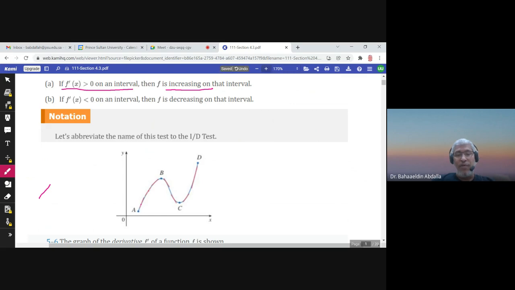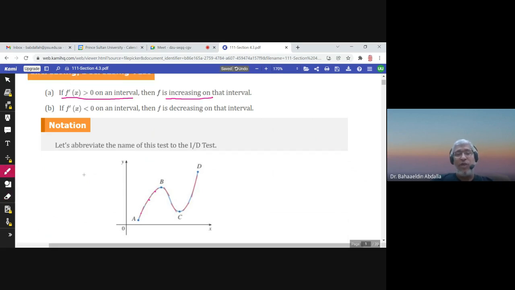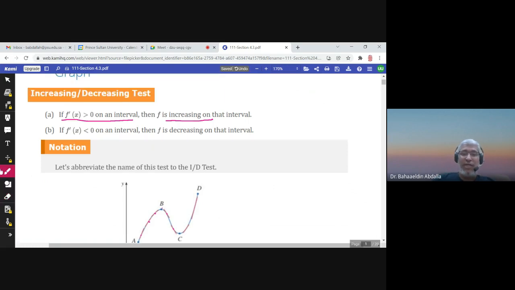If you choose any point here and draw the tangent line, you will find that the tangent line is always increasing, so the derivative is always positive. So we get that when f prime is positive, the function is increasing. Similarly, from b to c, if you take any point and sketch the tangent line, it is always decreasing, so the slope is negative, so f prime is negative. We conclude what we call the increasing/decreasing test.